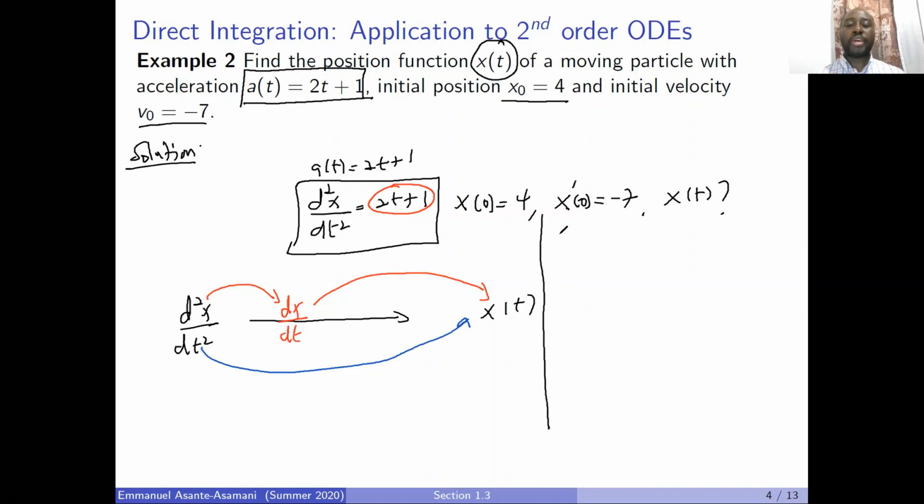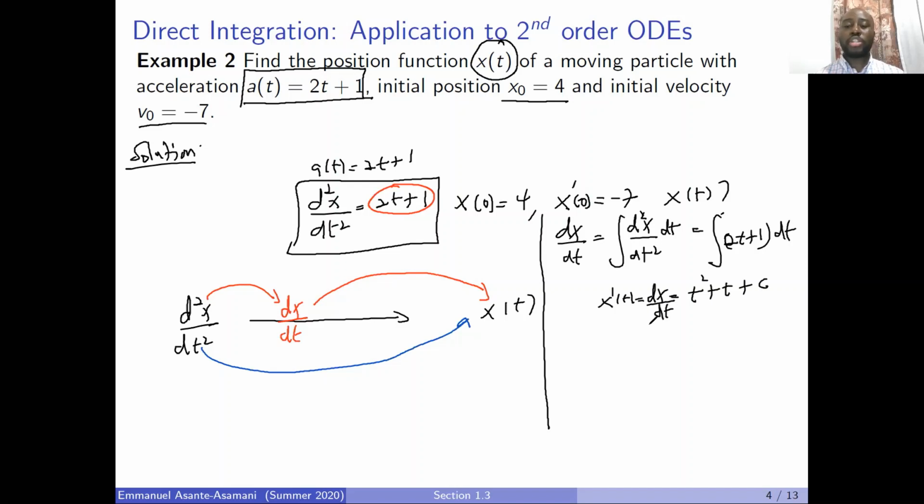All right. So we'll first find the first derivative by calculating the antiderivative of the second. So this is the integral of d squared x dt squared dt, right? And this is going to be the antiderivative of 2t plus 1 dt, right? Which gives us t squared plus t plus some constant c. So this is x prime of t, or dx/dt.